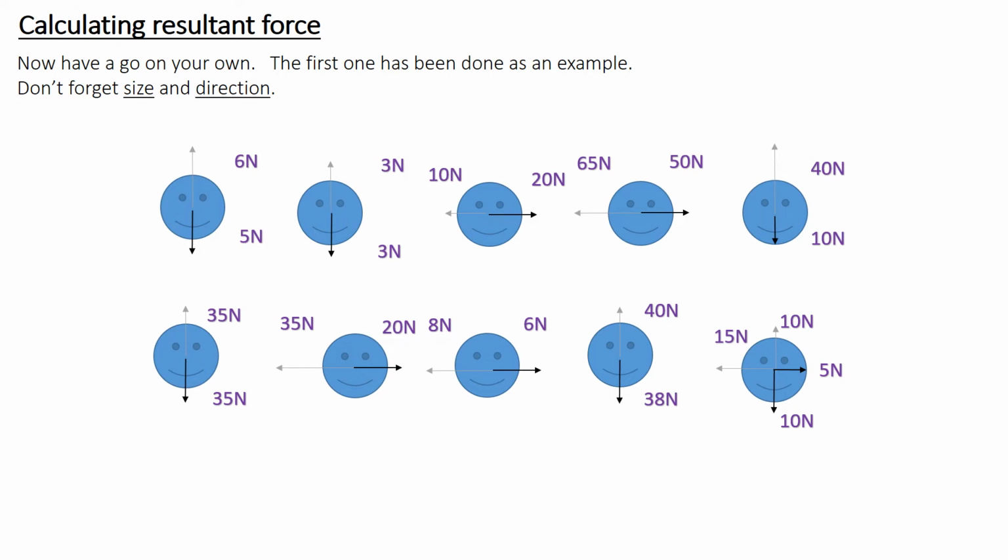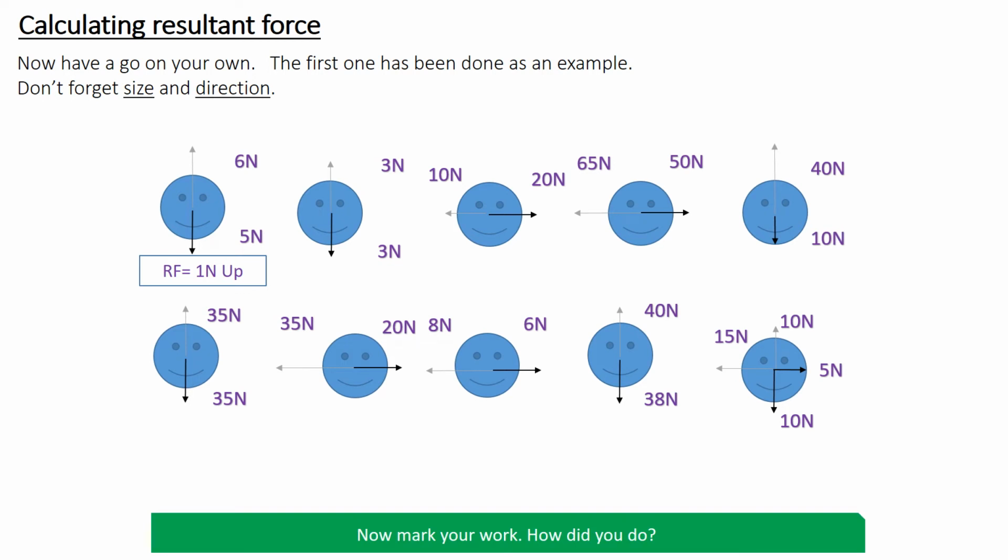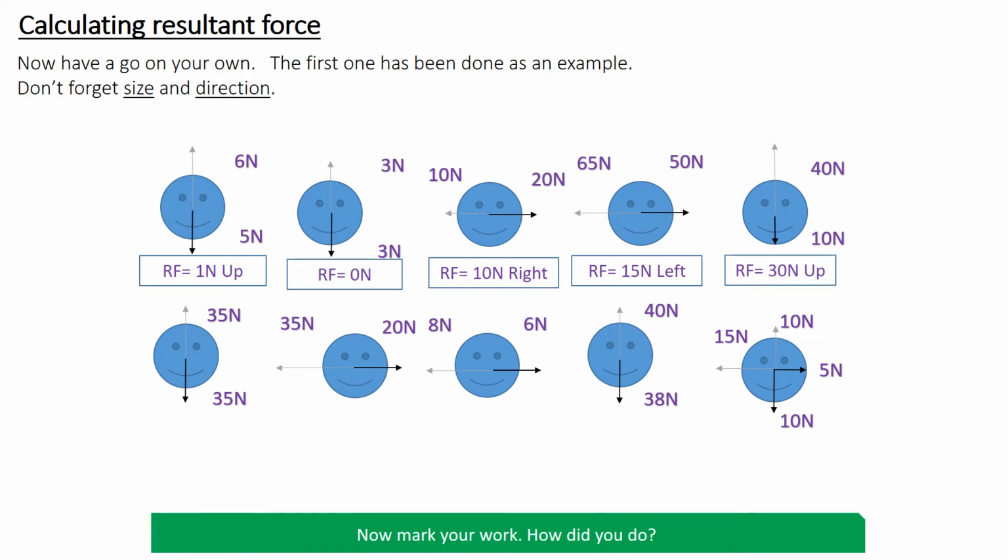Brilliant. So, number 1, the resultant force is 1 Newton going upwards. Number 2, there is 0 resultant force because they're equal and opposite. Number 3, 10 newtons to the right. Number 4, 15 newtons to the left. Number 5, 30 newtons upwards. Again, equal and opposite. Number 7, nearly lost it there, 15 newtons to the left.